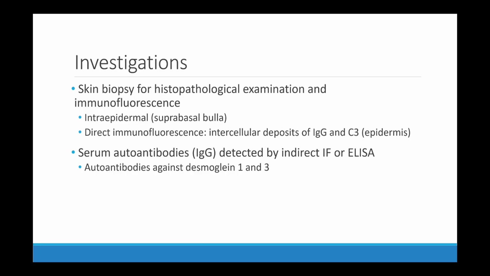Investigations include skin biopsy for histopathological examination and direct immunofluorescence. So you can see a split in the epidermis, also known as a suprabasal bulla. And on direct immunofluorescence, you can appreciate intercellular deposits of IgG and C3 within the epidermis. Next, you can send for serum autoantibodies, which are IgG, detected by indirect immunofluorescence or ELISA, and these are autoantibodies against desmoglein 1 and 3.